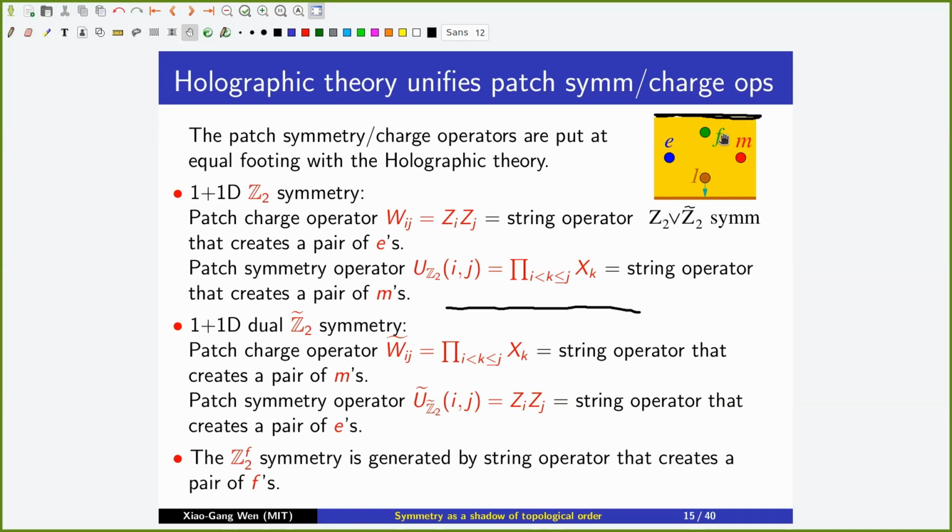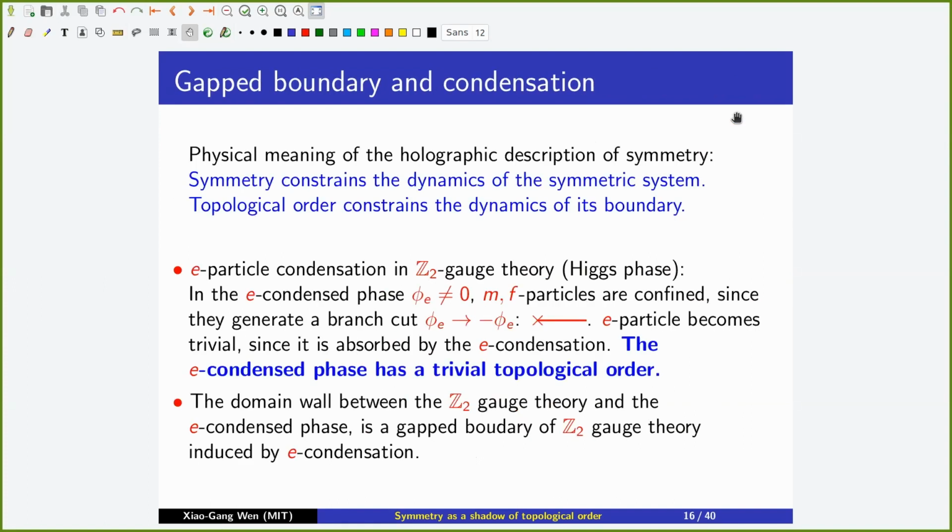So by drawing this picture, you're actually doing a lattice model without writing down a lattice, by adding another boundary. Then you get a complete theory.